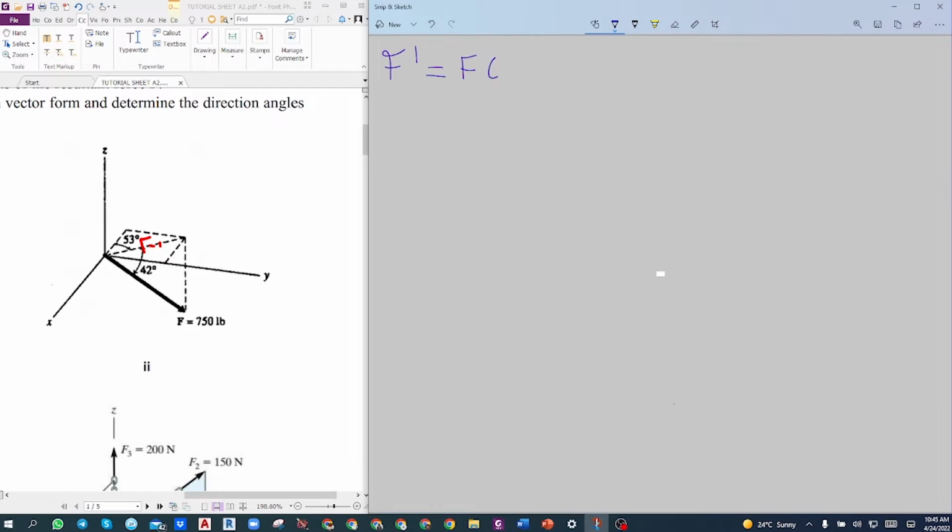F cos 42 degrees, and this will be equal to cos 42 degrees times 750. Okay, so we have 557.36.